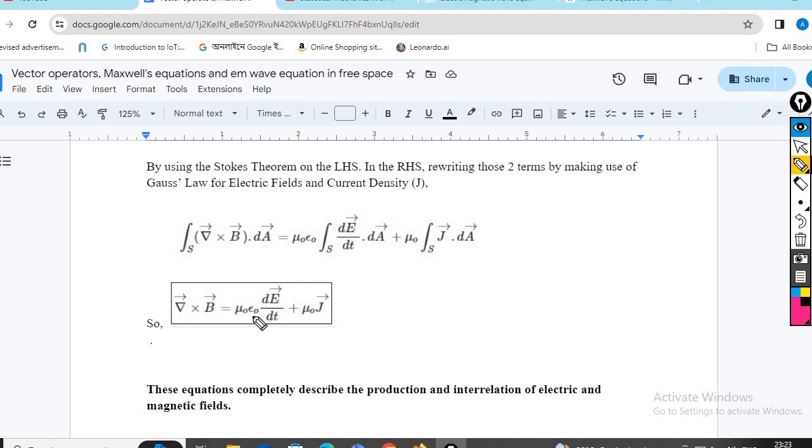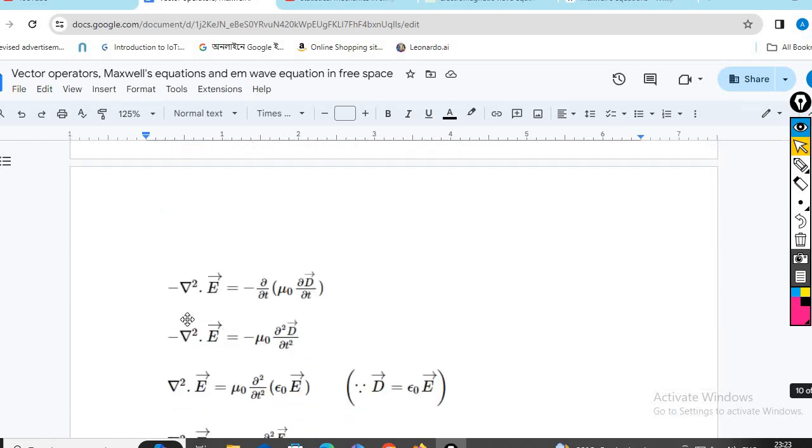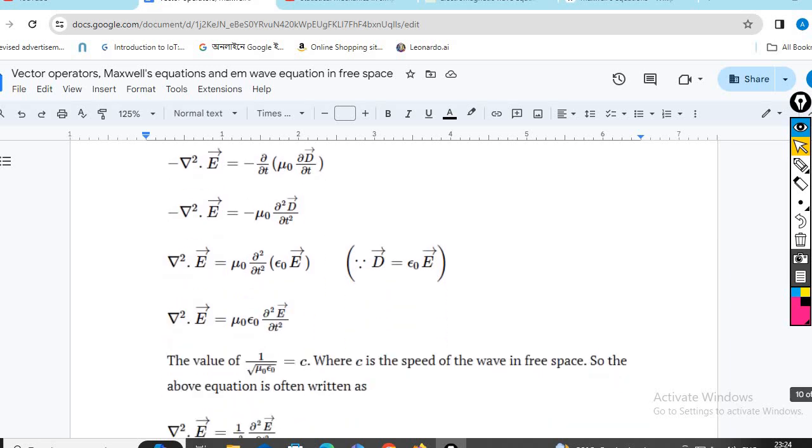So here epsilon 0 E is represented as D. When you replace this, you have minus del square E equal to minus mu 0 del del t of del D by del t. So just use your mathematical concept. So what you will get? You will get an expression something like this.